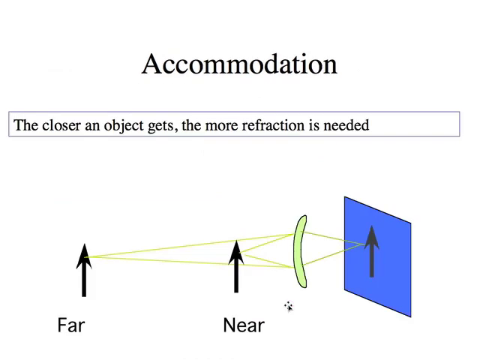The reason this is useful is because accommodation, changing the shape of your lens, is going to be necessary when trying to focus on objects that are further or closer. An object that's nearby has light rays that are going to need to be bent more in order to bring them to a focal point on the retina. An object that's far is not going to need to be bent as much. So our ciliary muscles are going to change the shape of the lens depending on how far away or close an object is that we want to focus on.